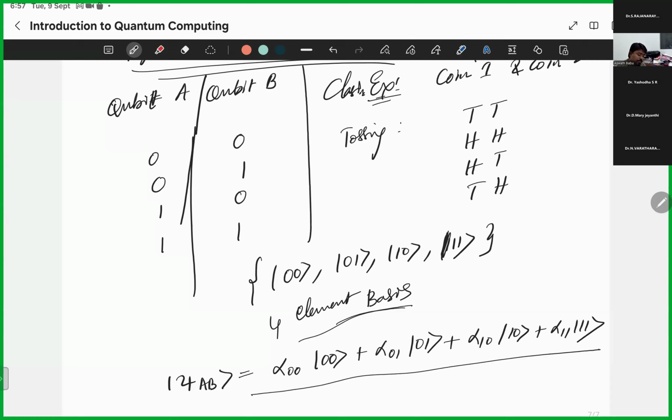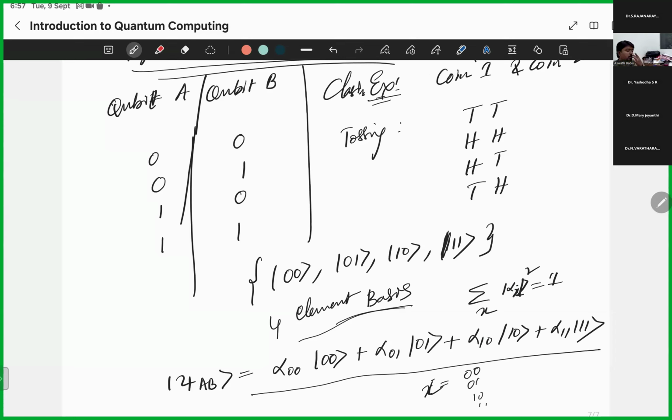Okay, like this. Remember the sum of all the alpha i's, let me write i here, where i stands for 0 0, 0 1, 1 0, 1 1, or instead of saying i, you can say x. It's easy. The sum is equal to 1.